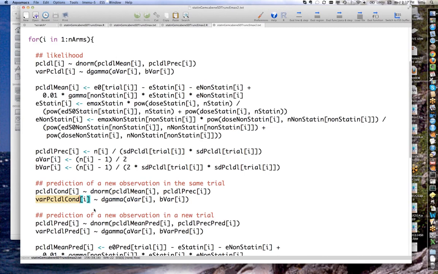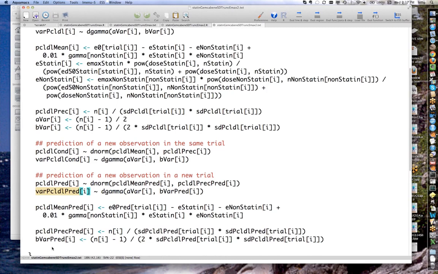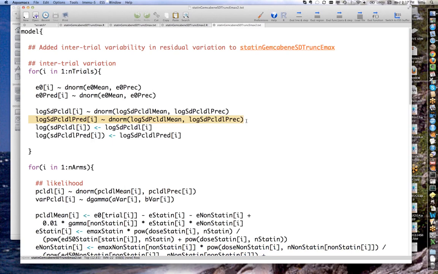And then to do the prediction, it's similar, but I also have to recalculate the B-var parameter in terms of an unconditional prediction for our standard deviation. That unconditional prediction for that value has to be taken care of also up here in the other loop, where I generate that separately from the one which is conditioned on each individual's data. Individual in this case meaning individual trial.